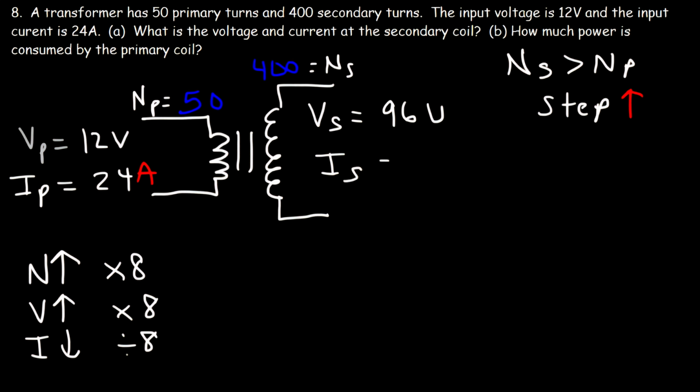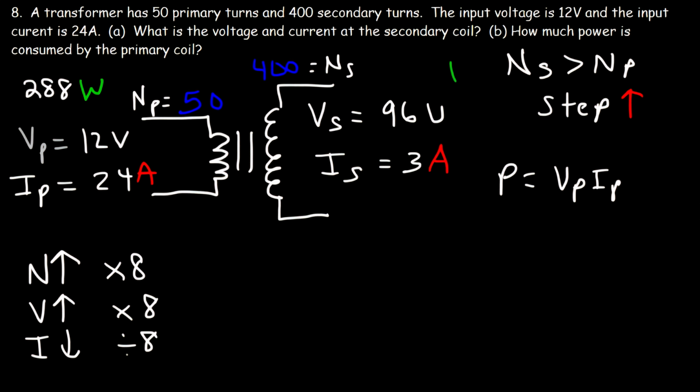And 24 divided by 8 is 3 amps. And let's make sure the power is the same, assuming it's an ideal transformer. So to calculate the power at the primary coil, the power is equal to Vp times Ip. So that's 12 volts times 24 amps. So that's 288 watts. And if we calculate it at the secondary coil, it's 96 volts times 3 amps, which is also 288 watts.